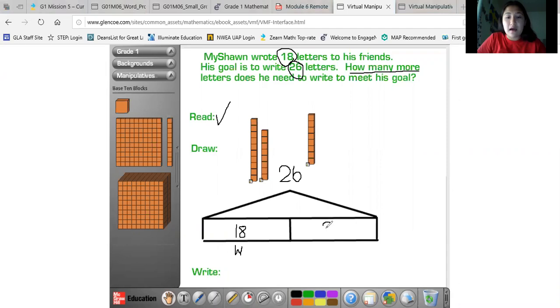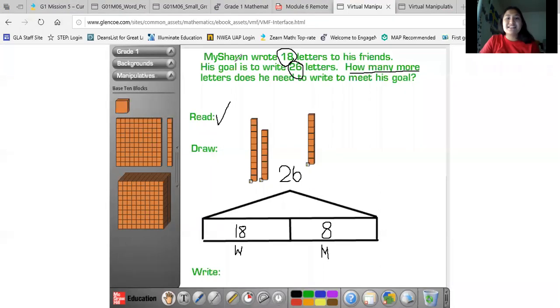So in this missing part, I'm going to write 8, and I'm going to label it with the letter M for more. These two boxes right here on our tape diagram make up the total of how many letters? Shout it out on 2. 1, 2. That's right. These two boxes right here make up the total of 26.